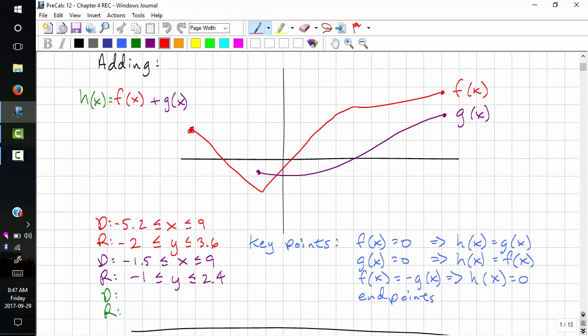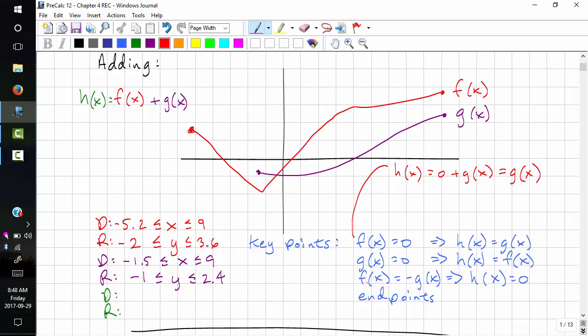To perform the addition, we can take any two x values, find the y values, and add them together. However, to get an accurate graph, it's good to use key points. A key point is where f of x equals 0. If f of x equals 0, then h of x equals 0 plus g of x, and that's just g of x. That's how we arrive here. Similarly, if g of x equals 0, then h of x equals f of x.